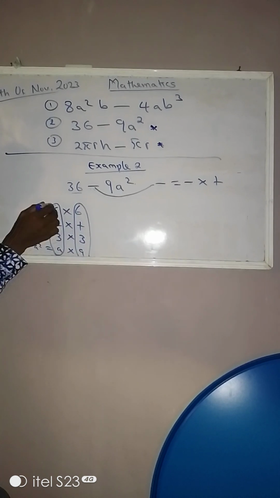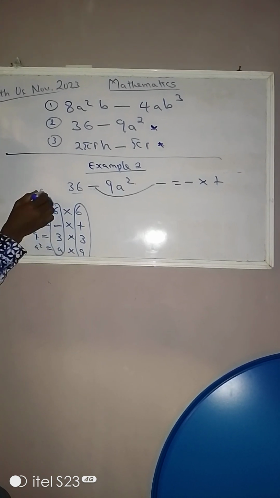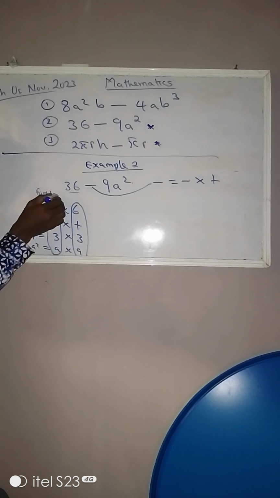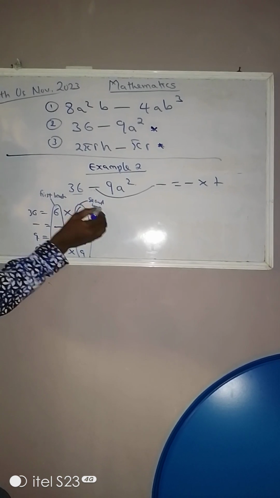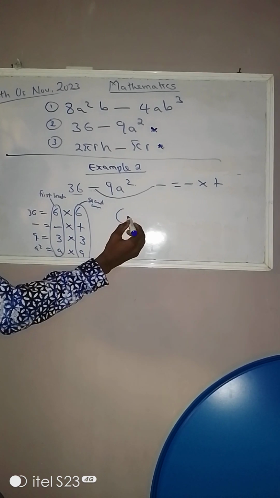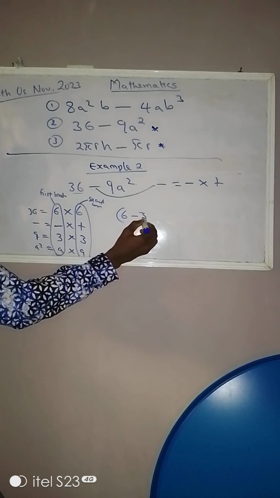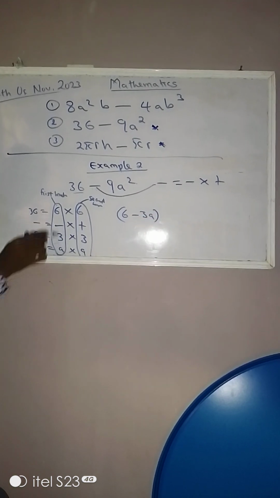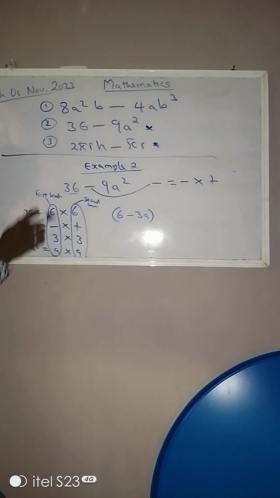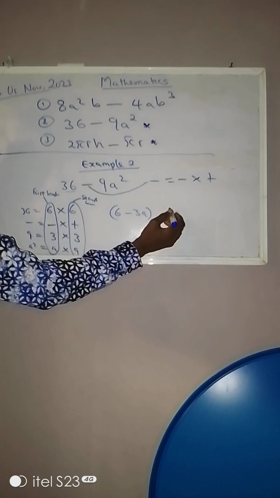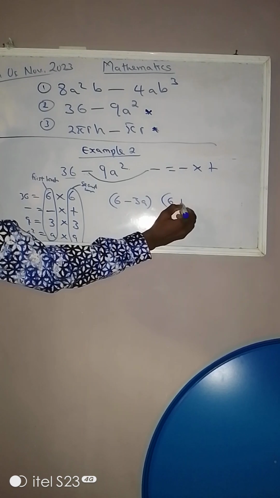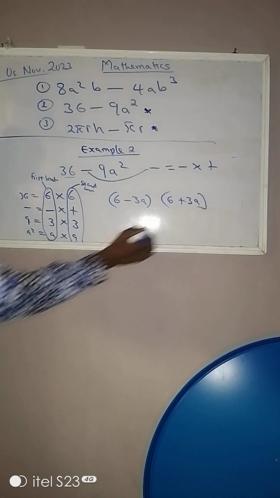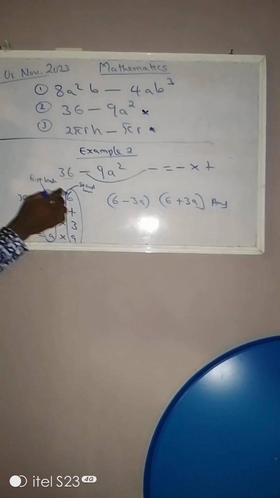So let's put it out, first bracket and this second bracket. So let's look at it. Then we'll put it here: 6 minus 3a. That is the first bracket. Now it's vertical, now it's horizontal. And the second bracket is 6 plus 3a. And this is our answer for this question.